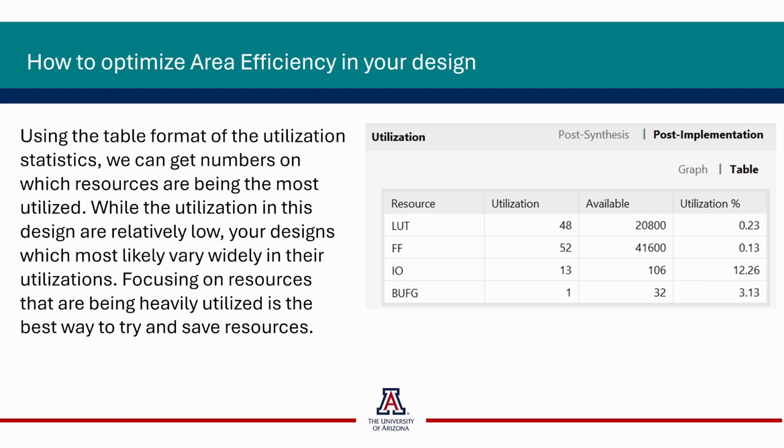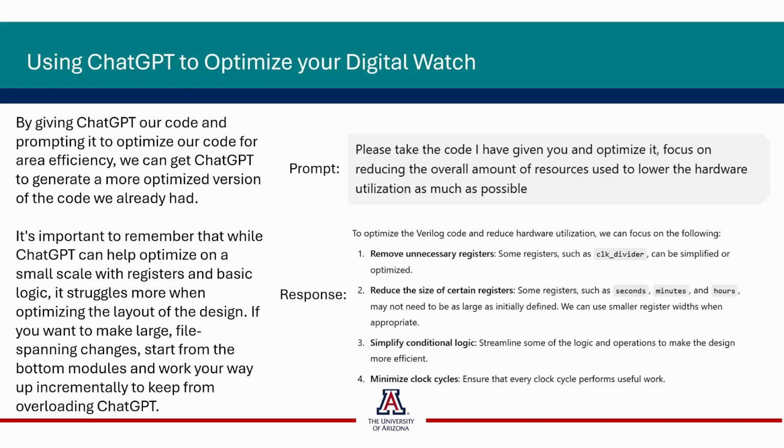Utilization statistic tables in Vivado reveal which resources are most heavily used and therefore take up the most area. Knowing what aspects of your design have the most room for improvement enables targeted optimizations, saving lots of time and energy in the long run. ChatGPT can optimize code for area efficiency and power usage by refining registers and improving basic logic. However, it is important to remember that even ChatGPT has its limits. Make sure to keep your prompting within a reasonable scope to avoid any potential mistakes.